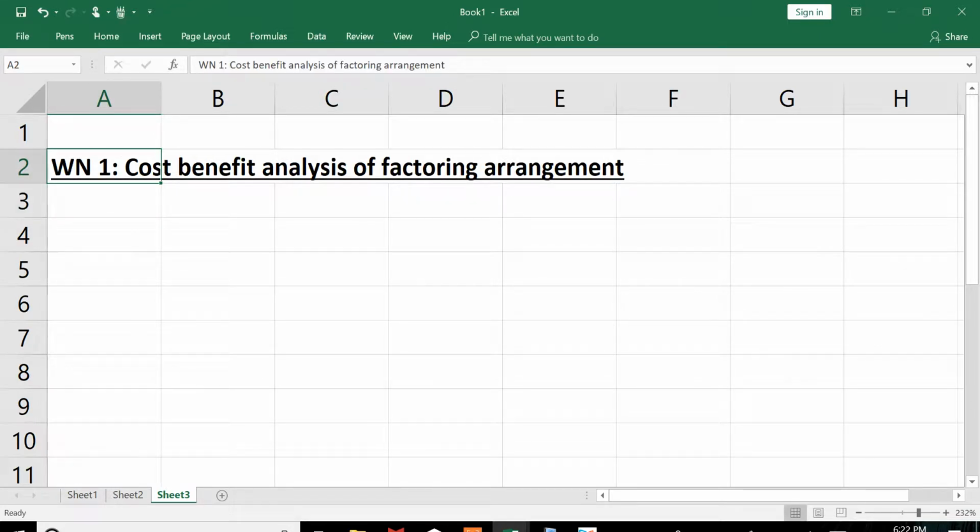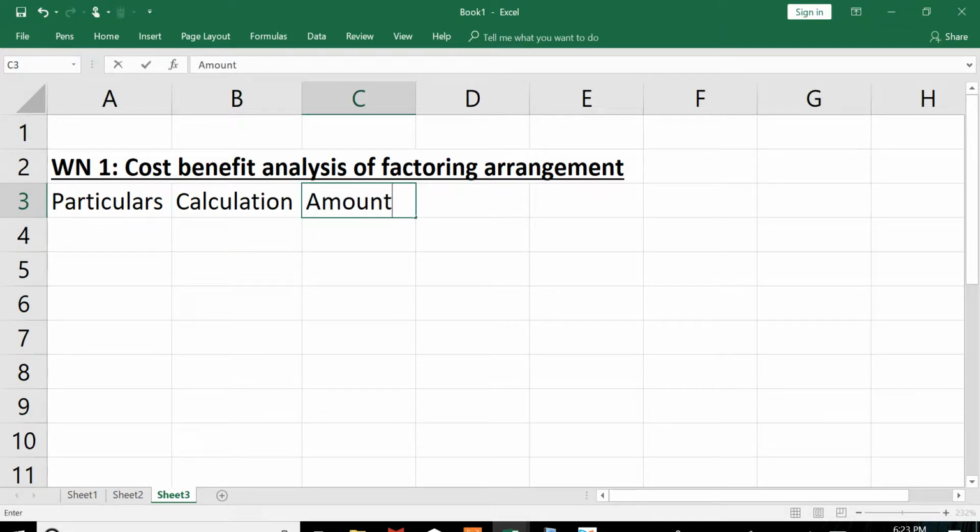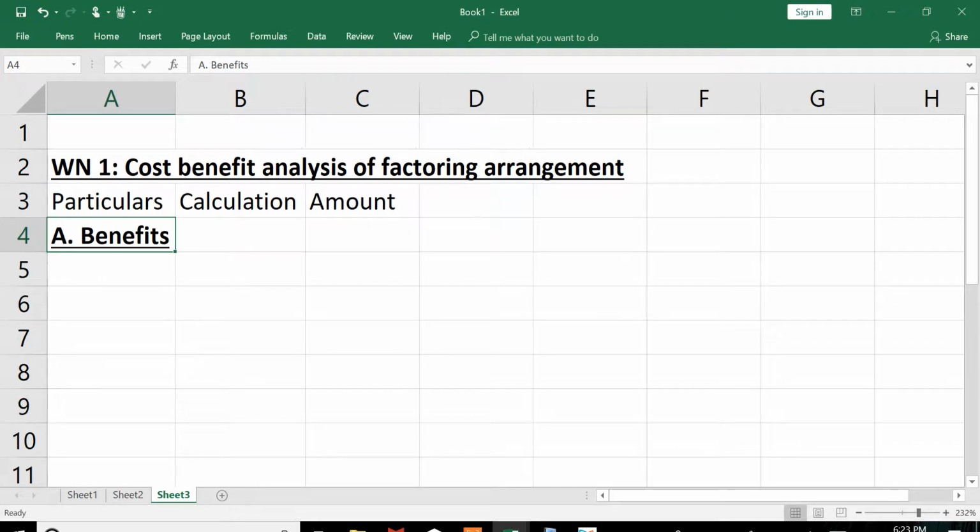Particulars, calculation, amount. Now I can write benefits first or cost first, that doesn't really matter. Net, you will have to compare cost and benefits. I'll write capital A, benefits first. Even if you write cost, it doesn't really matter. Benefits.